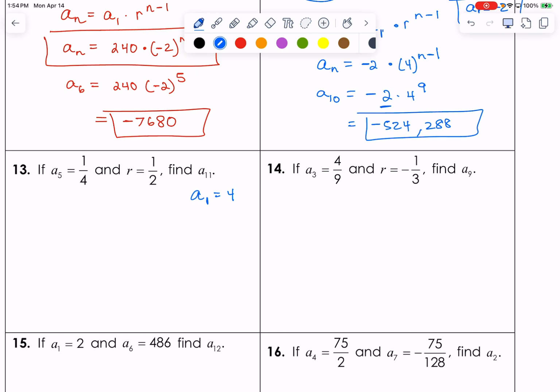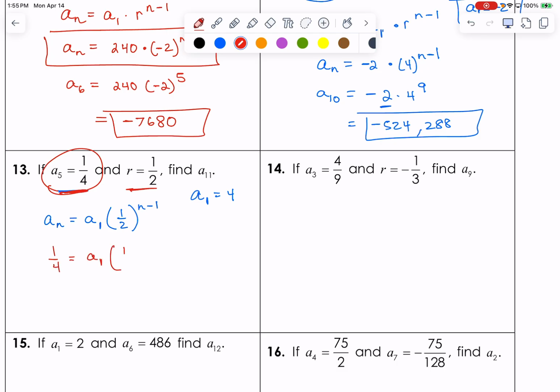Now the easiest way to do it is, if you've got the 5th term and you want to go back to the first term, you could say a sub n is equal to a sub 1 times 1/2 to the n minus 1. Now watch this. If you have the 5th term, you could do like we did with an arithmetic sequence. You could set it equal to the 5th term, so you could set it equal to 1/4.